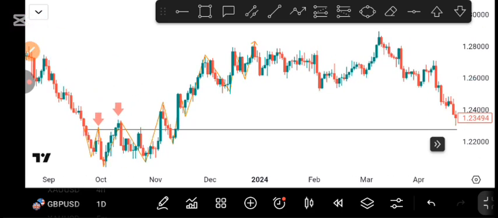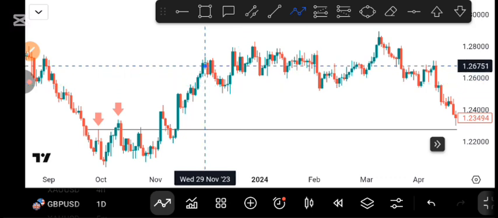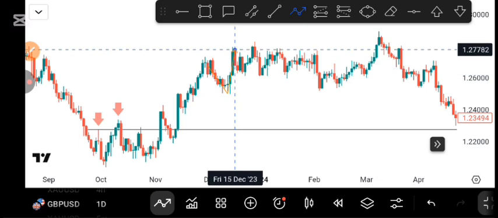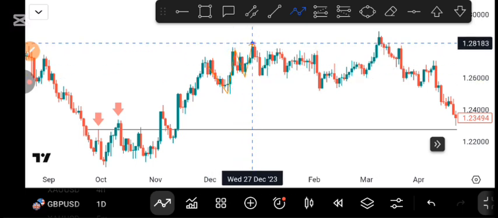Then at this point right here, this market starts ranging. Now a ranging point is when this market is neither creating new highs nor creating new lows. So this market gives us a high, a low, gives us this high, gives us a low, gives us just a new high.